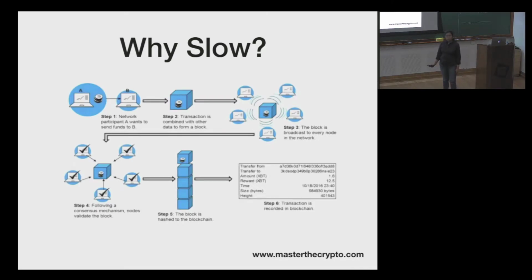So why are blockchains slow? That has something to do with how the blockchain system works. If you notice the steps involved in committing a transaction, there are several. The simple example is that A wants to send some funds to B. Then you have to put this transaction in a block, but in order to do that, you have to broadcast this transaction in the network, and that takes time.